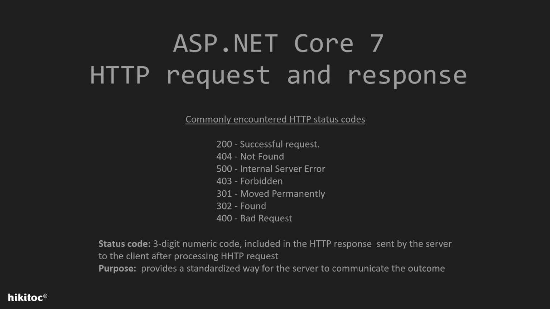Next, I'll briefly explain status codes and their meanings. There are currently over 60 status codes available in the HTTP protocol. A status code is a 3-digit numeric code included in the HTTP response sent by the server to the client, such as a web browser. It is used to communicate the outcome of the HTTP request in a standardized way. The purpose of the status codes in the HTTP protocol is to provide a consistent and uniform method for the server to convey information about the result of the request to the client.